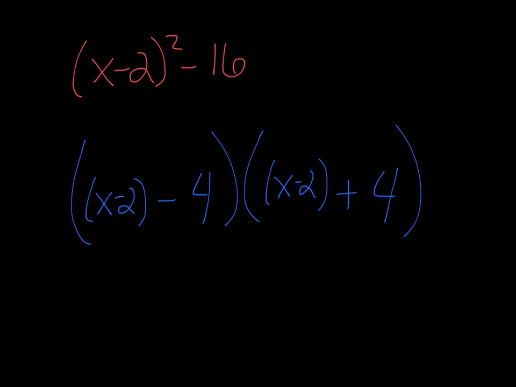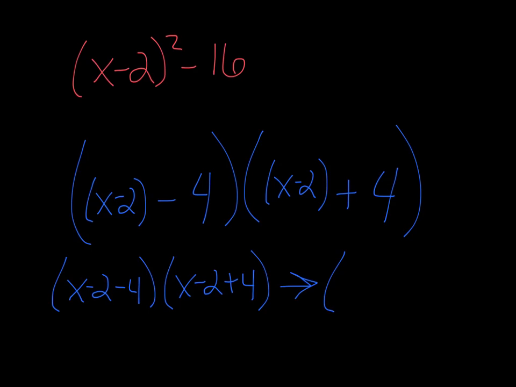Now, in this case, we do have something that we can simplify a little bit further. There's really no need for these parentheses inside here. And so we could rewrite this as x minus 2 minus 4 times x minus 2 plus 4. And so our final answer would end up being x minus 6 times x plus 2.